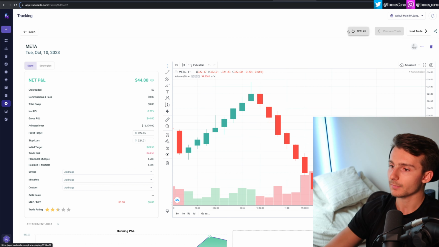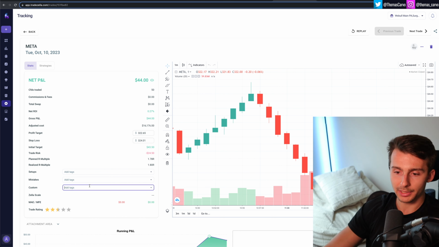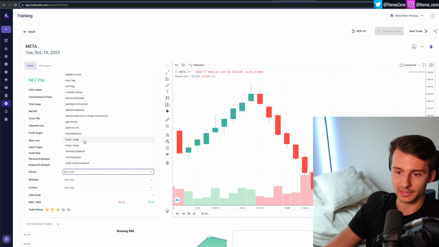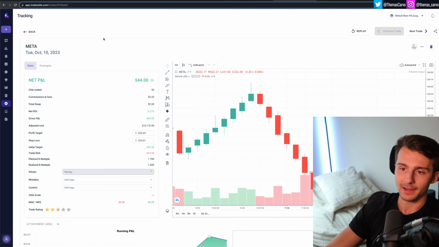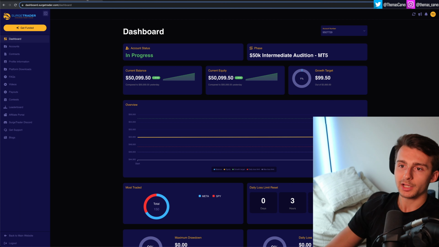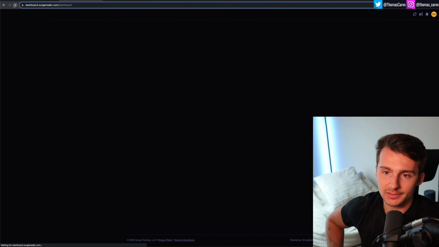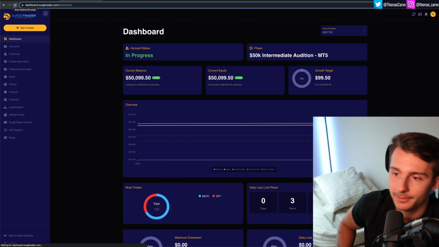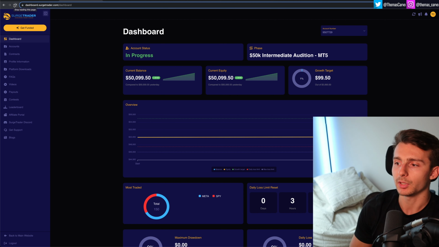So this one I will put in as inverse. It was actually a failed breakout, not necessarily in a larger downtrend, but I'll add that in there in a second. What I do want to go back to is the dashboard. It's on Surge. The platform I'm using is Surge Trader. I think I'll leave a link to them below.